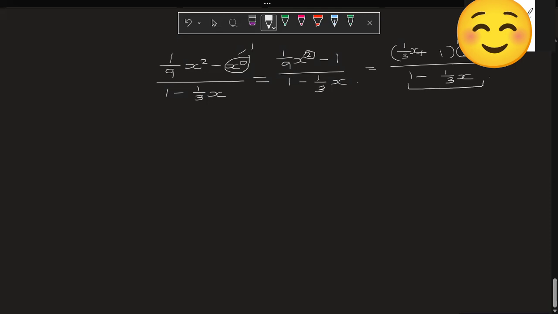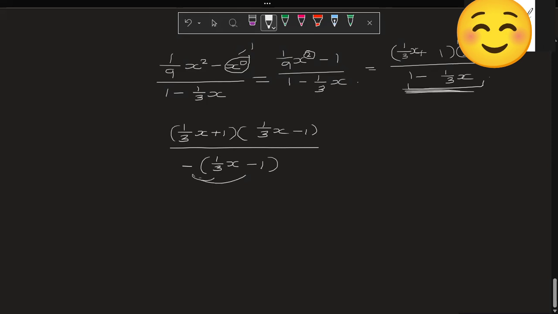So what we need to do is, let me just rewrite this. It's going to be 1/3 x, add 1, open a bracket, 1/3 x, take away 1. And then what we do here is we factor out -1. So if we factor out -1, this is then going to be 1/3 x minus 1. If you multiply this out, it will give you this. Yeah. All right.